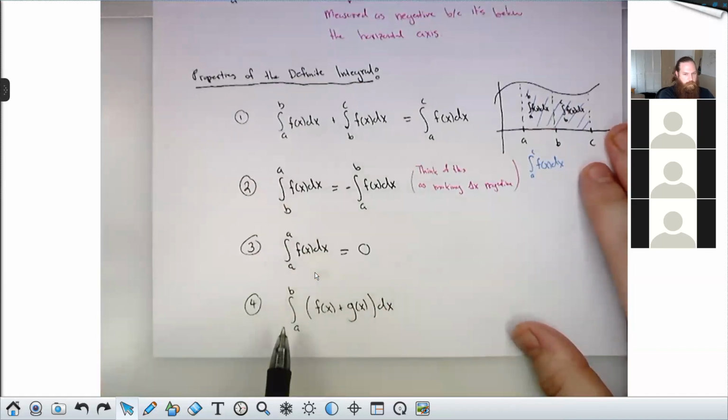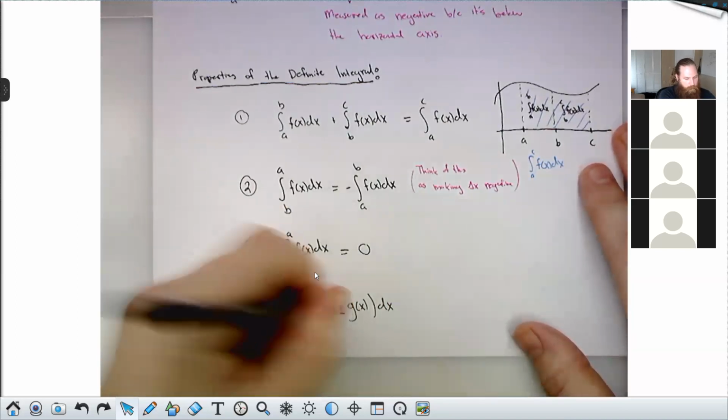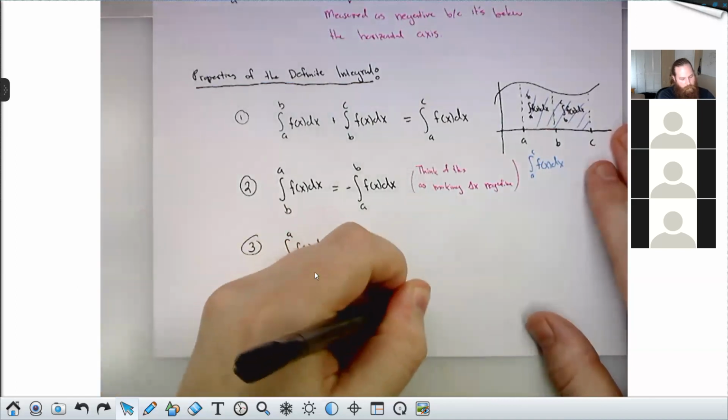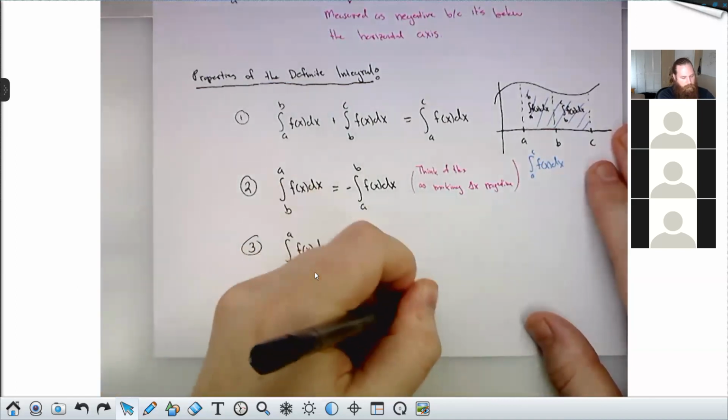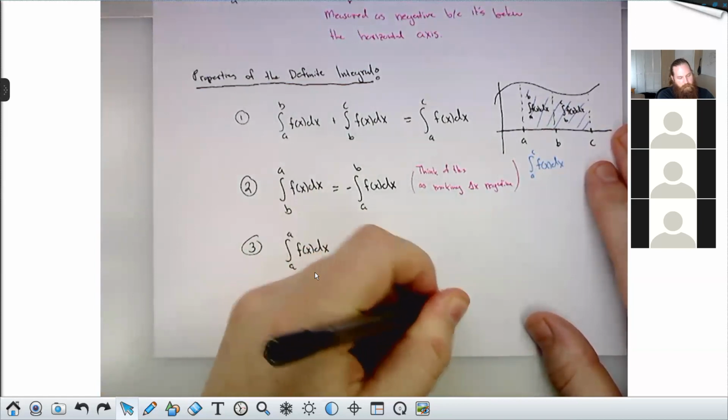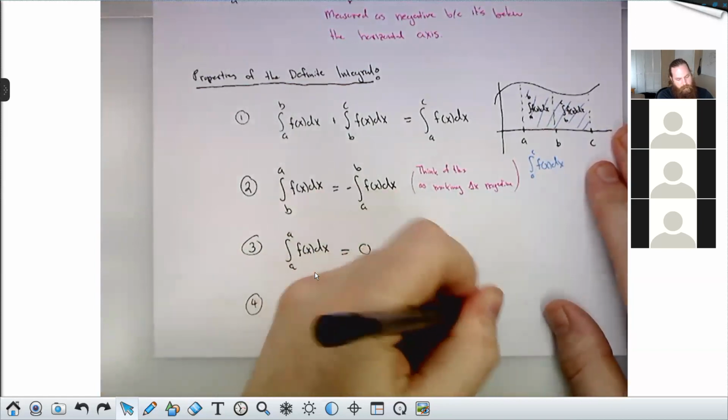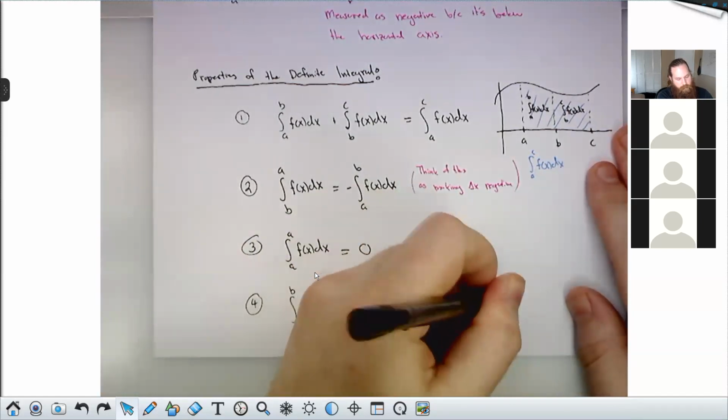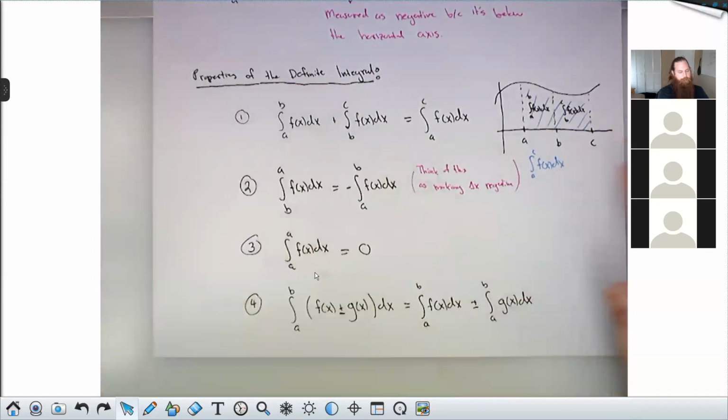If you have an integral of a sum of two functions, and you should always write such things in these big parentheses like I'm doing here. Always put your integrand in these big parentheses if it is split up by addition or subtraction, sum or difference, then you can do each piece on its own. That's the integral from a to b of f of x dx plus or minus the integral from a to b of g of x dx. So the area under f plus g is the area under f plus the area under g. That's all.